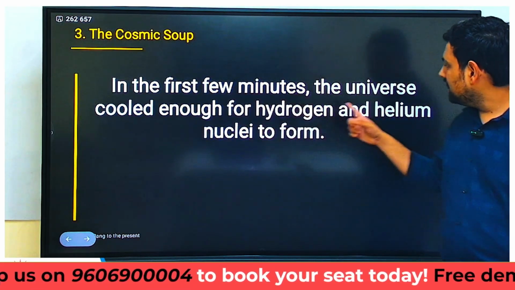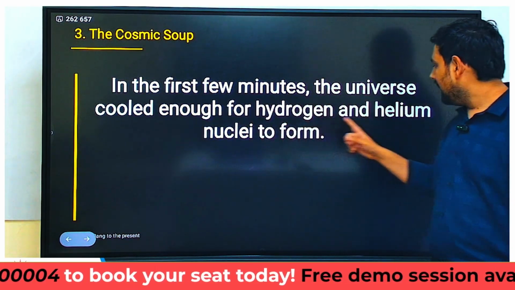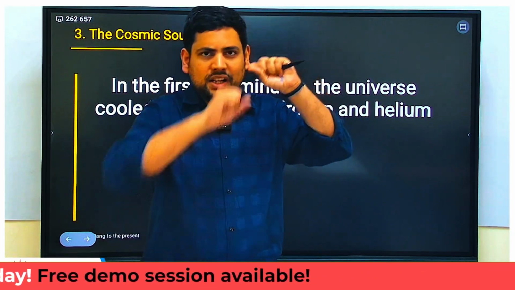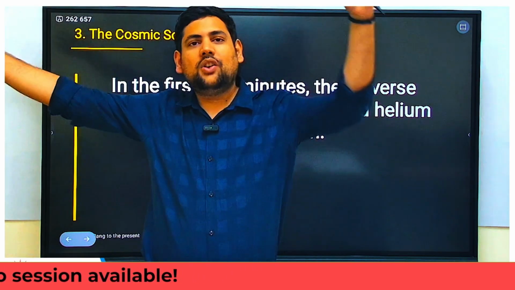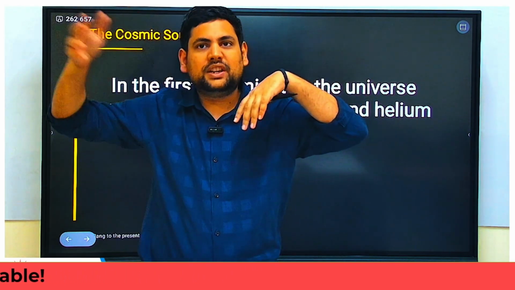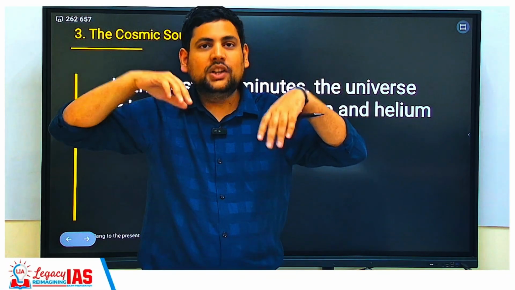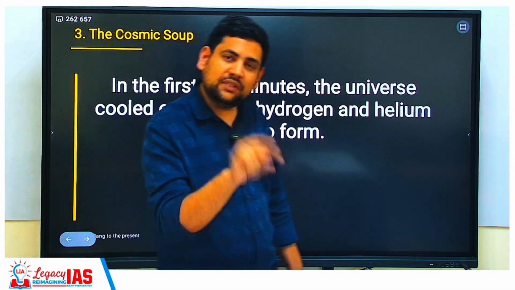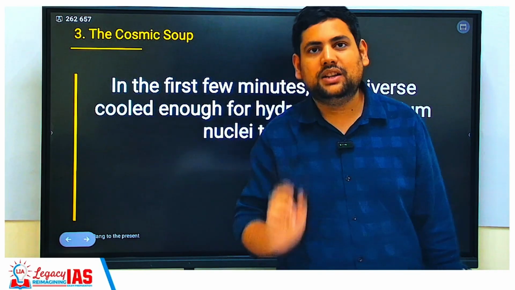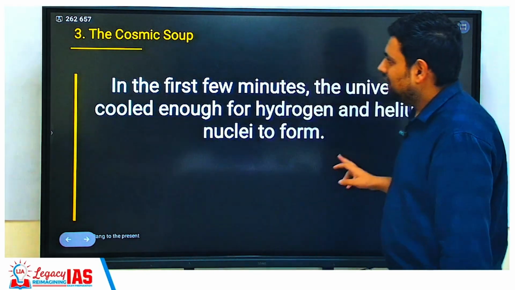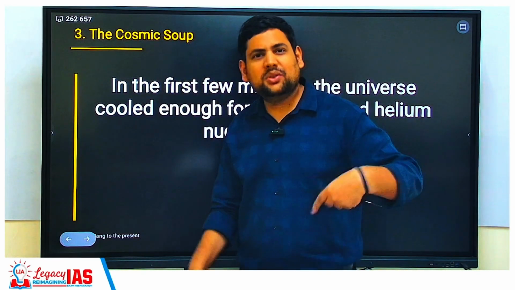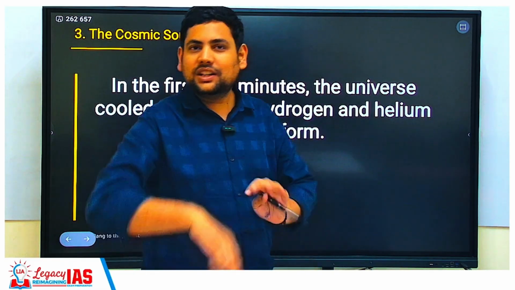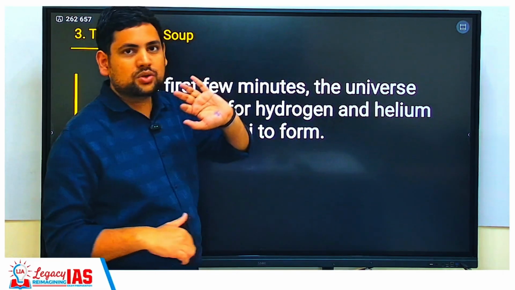In the first few minutes, the universe cooled down enough for hydrogen and helium nuclei to form. So what is happening? It is very hot and dense. Then through cosmic inflation, now it is expanding, and because of expansion, slowly it is losing energy, correct? So it is cooling down. Now it has cooled down to such a stage that it had started forming hydrogen and helium nuclei or atoms. Understood? Now this whole thing, a mix of hydrogen, helium, many protons, neutrons, electrons, many more fundamental particles going around, is called the cosmic soup.